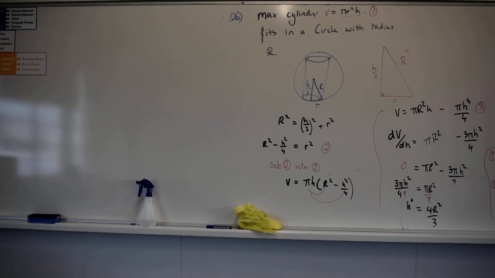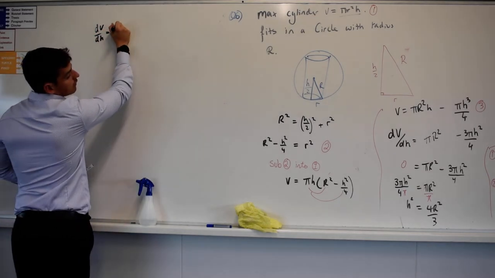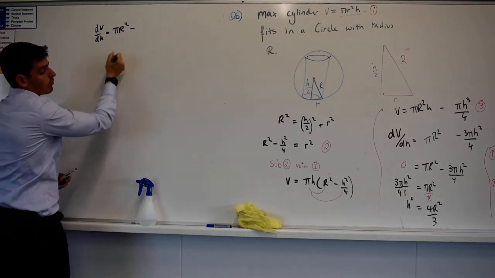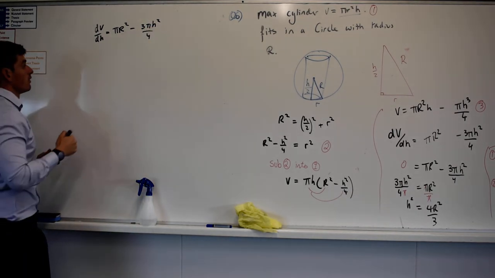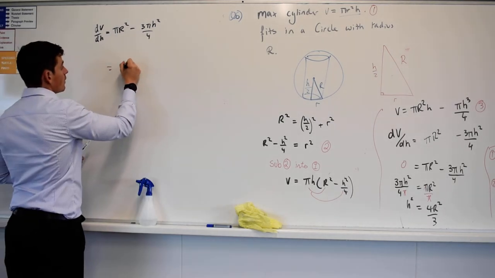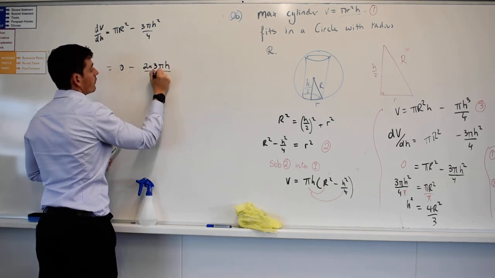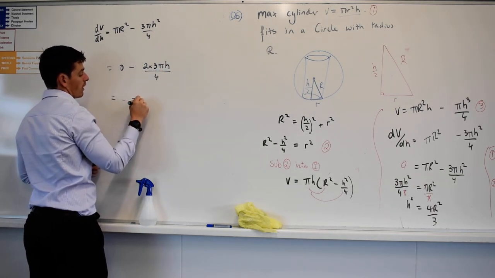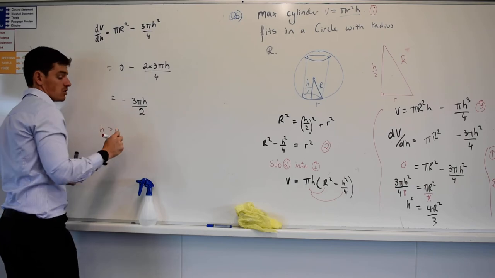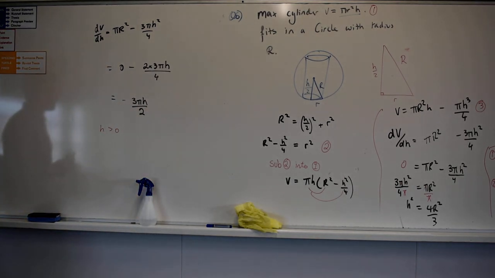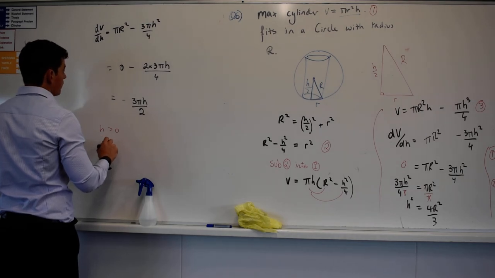If I wanted to double derive this, I know dV/dh equals pi R squared minus 3 pi h squared on 4. So if I want to double derive that, does this have any h's in it? So that becomes 0 minus, I multiply the 2 down, so 2 times 3 pi h over 4, which simply equals negative 3 pi h over 2. We know h must be greater than 0.